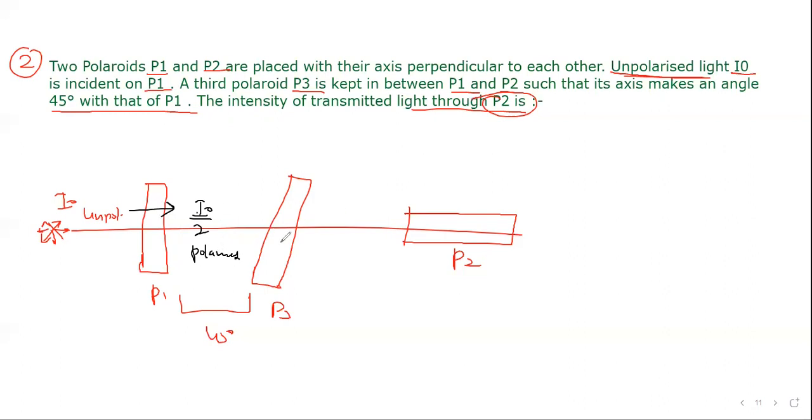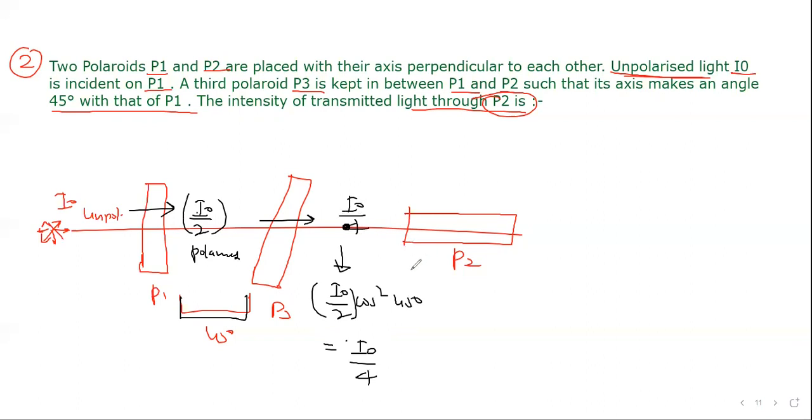Now you want to calculate the intensity after passing through P3. What is the intensity at this point? Here we have to apply Malus law. Malus law says the intensity after passing through this polarizer is I naught by 2 times cos square theta. Theta here is 45 degrees, the angle between P1 and P3. So the intensity is I naught by 2, not I naught. So I naught by 2 and cos square 45. Cos 45 is 1 by root 2, squared. So the answer becomes I naught by 4. The intensity at this point is I naught by 4.